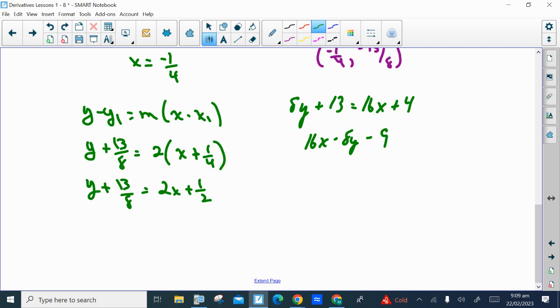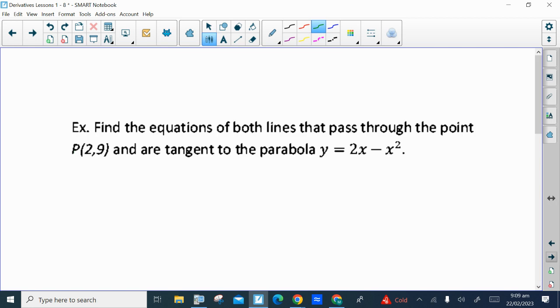Okay? So there's the equation. This next one says, find the equations of both lines that pass through the point (2, 9) that are tangent to the parabola y equals 2x minus x squared.